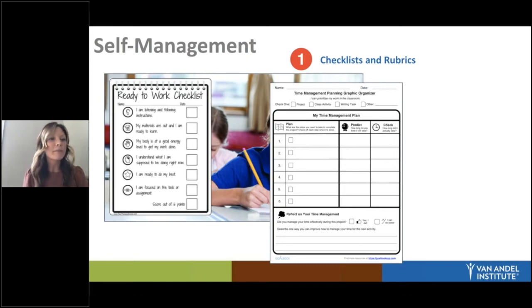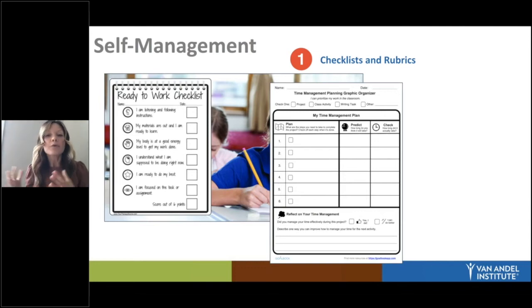They're going to ask themselves, am I listening and following directions? Are my materials out and am I ready to learn? Is my body at a good energy level where I can get the work done? And then also asking themselves, what am I supposed to be doing right now? Are they aware of that? Do they understand what it is that's being asked of them? And are they ready to do their best? And are they focused on the task or the assignment? And then they check where they are and they add up those points.